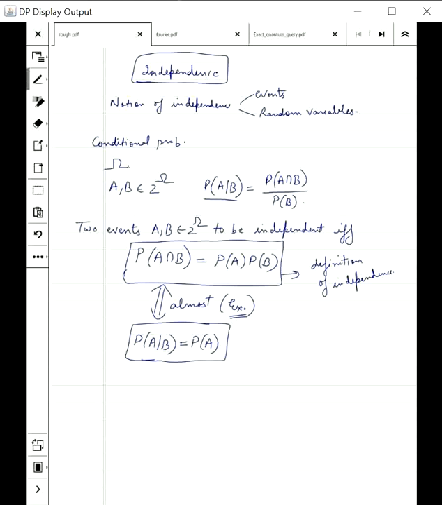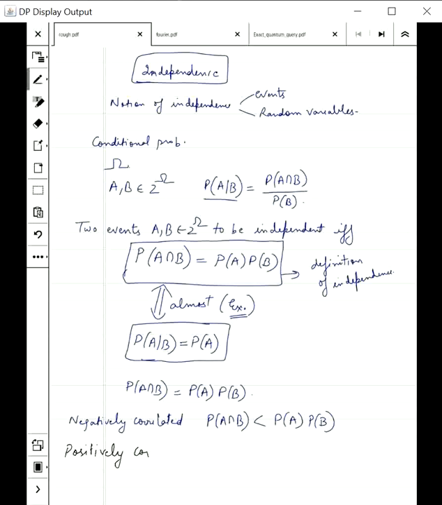A very closely related concept is the negative correlation or positive correlation of events. What we saw with independence was that if two events do not affect each other, then we believe that probability of A intersection B should be probability of A multiplied by probability of B. The events are said to be negatively correlated if the probability decreases than what is expected. The other way to think of it is, if we know that A has happened, then the chances of B happening decrease. In a very similar way, we can define positive correlation, which is probability of A intersection B greater than probability of A times probability of B.